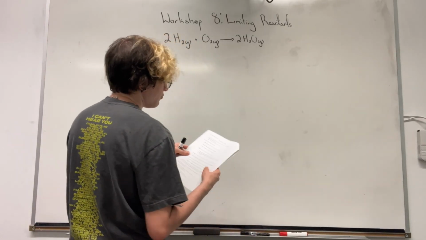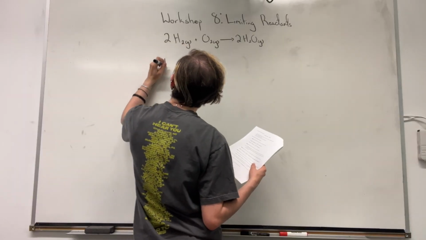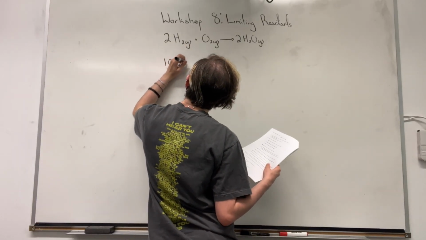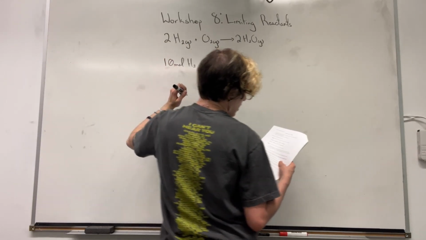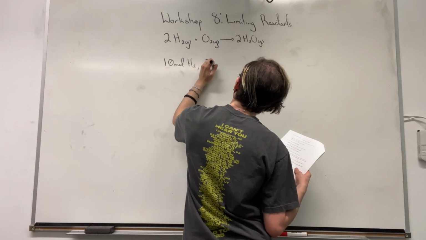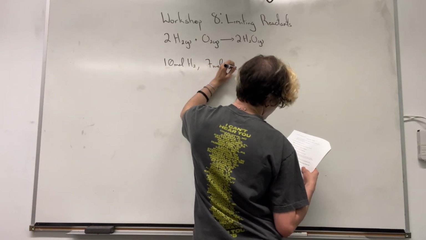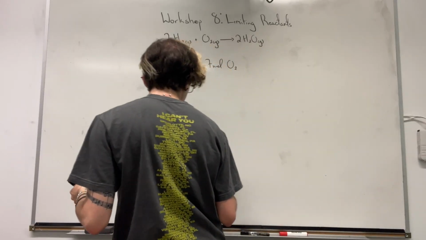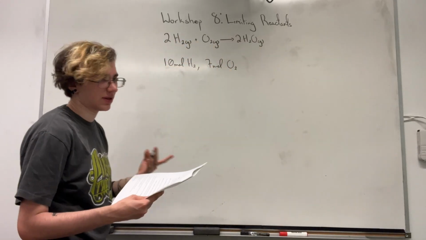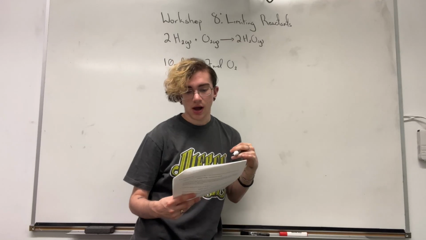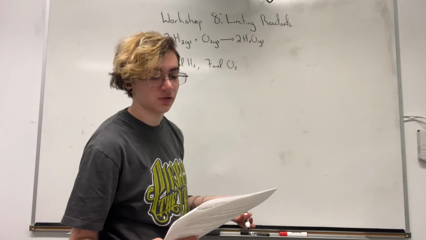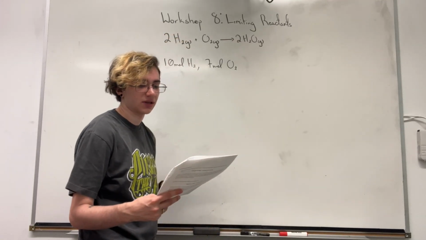It says here, if we start with 10 moles of hydrogen and 7 moles of oxygen, what is our limiting reagent or reactant? I'm going to end up using those words interchangeably. What is our limiting reactant? What is our excess reactant? And how much excess is left at the end of the reaction?